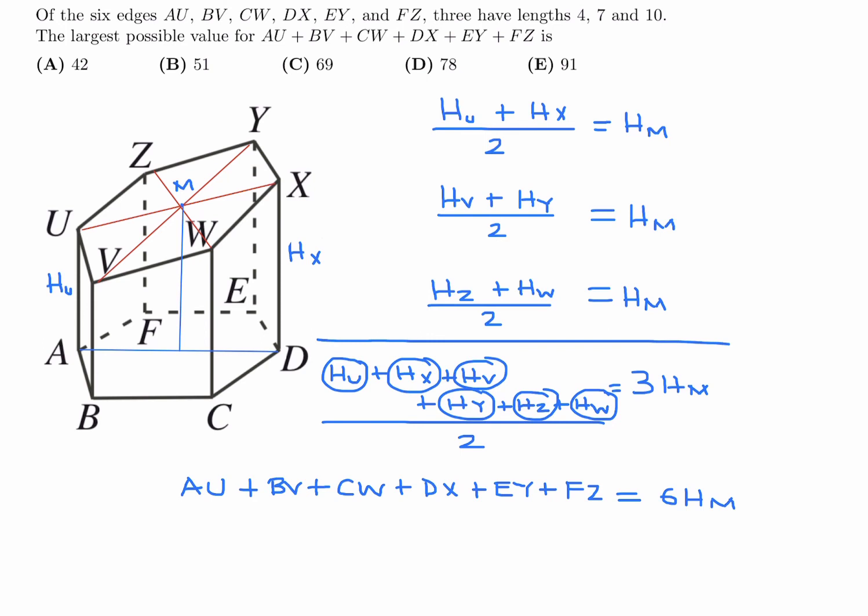But finding HM is a little tricky. There are a few cases, and I'll talk about 2 of them. Then you'll see how one gives a value that is the maximum, and one gives a value that's not the maximum. The first one is considering the fact that 3 of them have been given as 4, 7, and 10. I'm going to do the first one, which in my opinion is the most obvious, which is that AU is equal to 4, BV is equal to 7, and CW is equal to 10. That's probably the most obvious one.